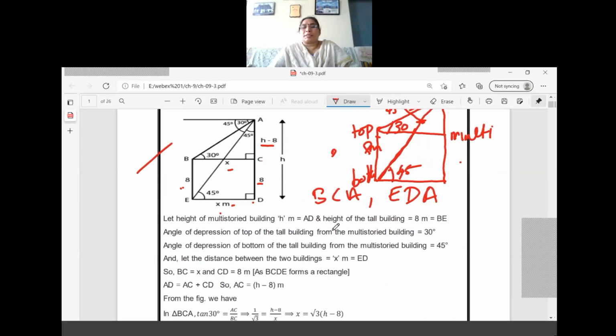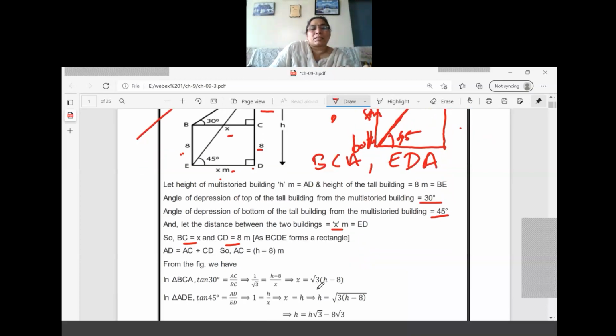So the same explanation is given. The height of the tall building is 8 meters. Angles of depression are 30 and 45 respectively. Then the distance between the two buildings is x meters only. So either we should calculate ED or we should calculate BC only. BC is also x here, and CD is 8, means CD also 8 because it's a rectangle. We can mark a 90 degree there also. Now AD equals AC plus CD.